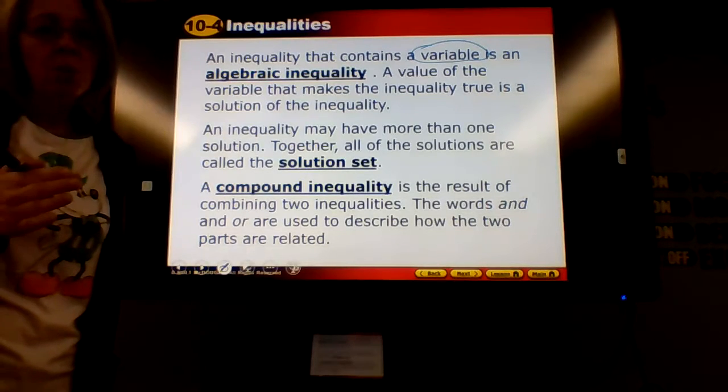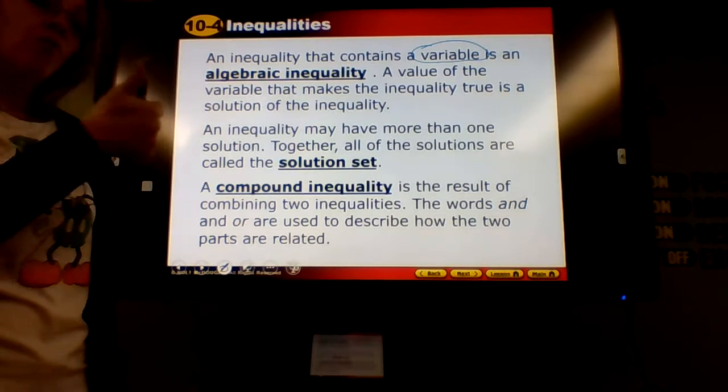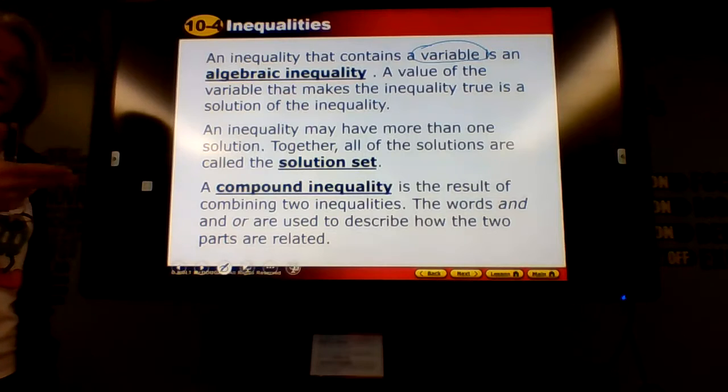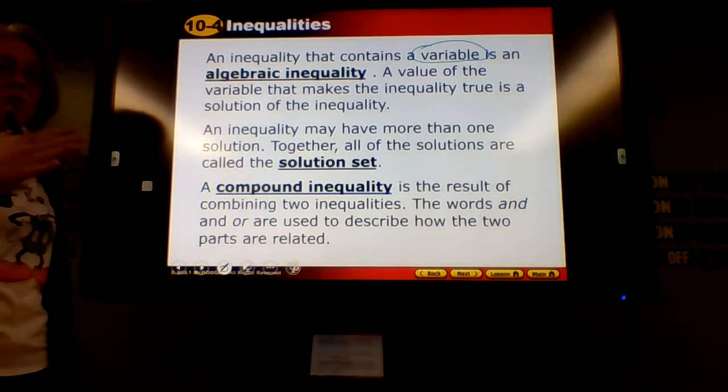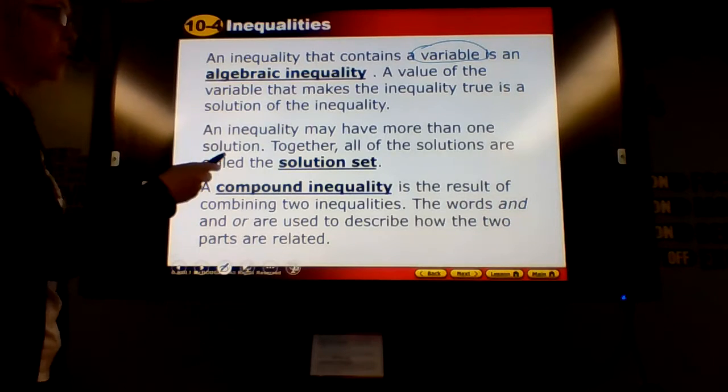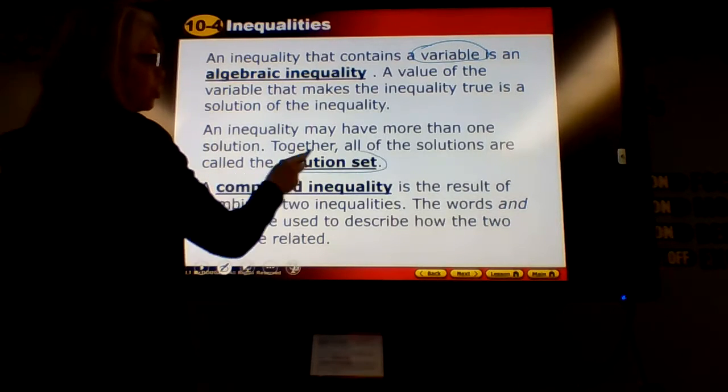It's not just equal to, it's greater than. So 4, 5, 6, 7, 7.5, 8 3/4, right? All those numbers above 3 will be a solution. So that is a solution set.